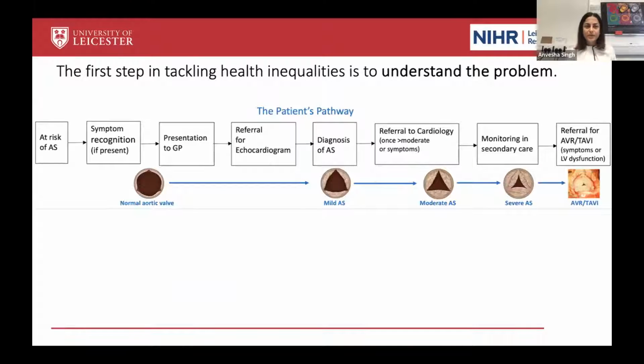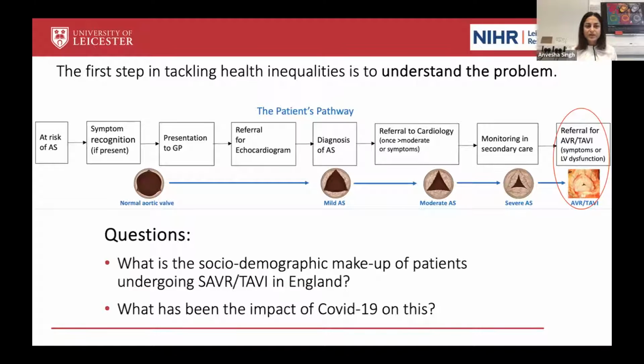So when we're talking about people with aortic stenosis, of course, the patient's pathway is very long, as I mentioned, because of the variation in who presents and when. But really for this project, we're focusing at the end of this pathway when the people actually get referred for treatment and are given surgical or TAVI for their condition. So the main questions we wanted to ask was, what is the sociodemographic makeup of patients undergoing these 2 procedures in England? And what has been the impact of COVID on this?